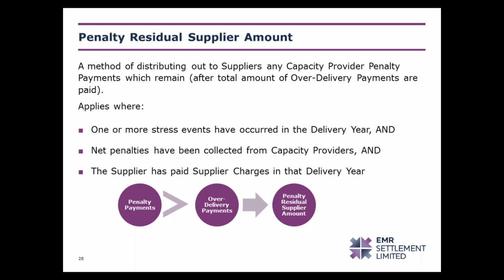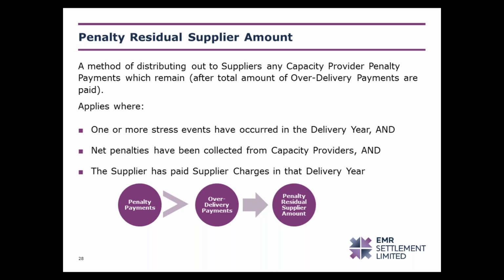So this only applies where one or more stress events have occurred in the delivery year, because when a stress event occurs, capacity providers are obliged to deliver. So that might be an increase in their generation or a decrease in their demand. If they don't deliver, there are penalties. If they over-deliver, there is a potential for over-delivery payments.